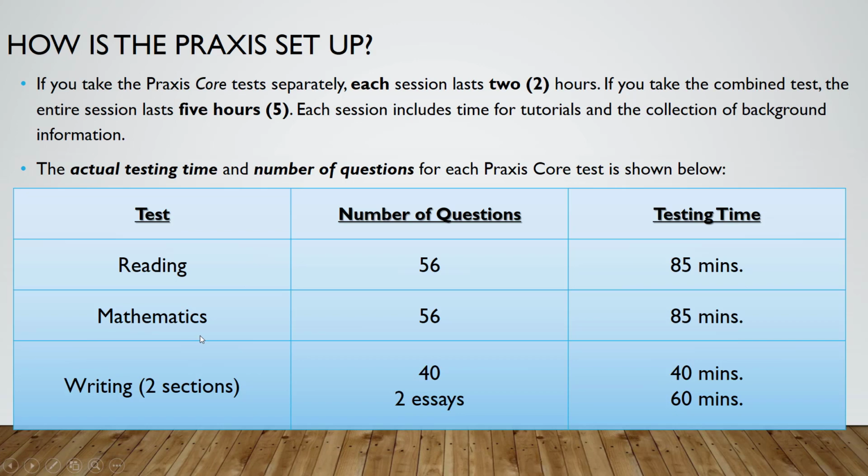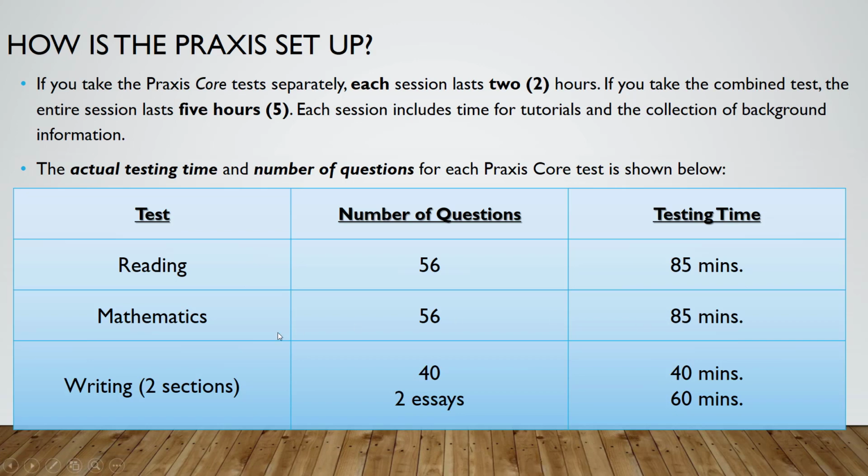So if your ACT is less than 22 and you have to take all 3, for the reading test, there will be 56 questions and you will be allotted 85 minutes to take that test. If you're taking the mathematics test, again, there are 56 questions and you are allotted 85 minutes to take that exam.